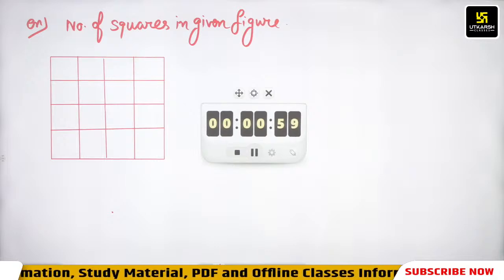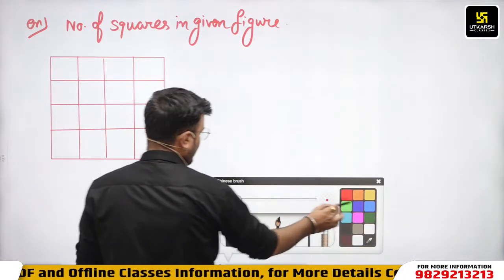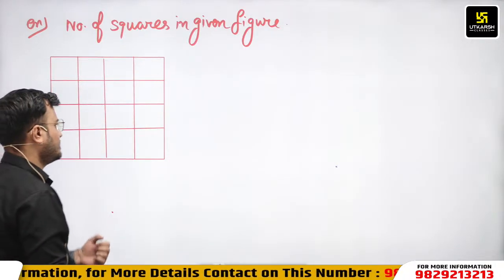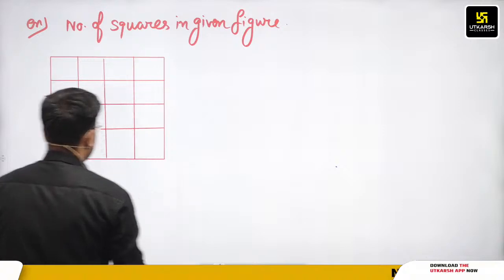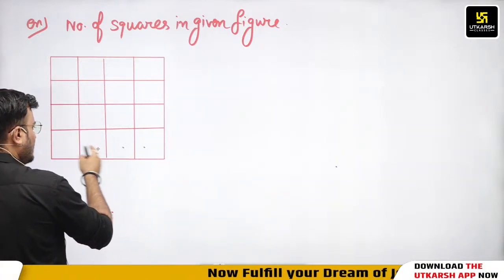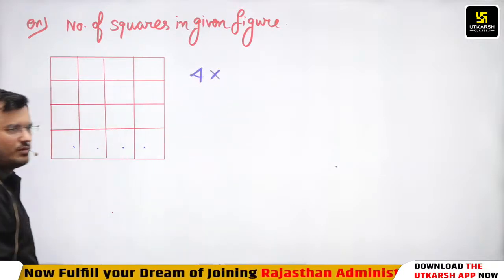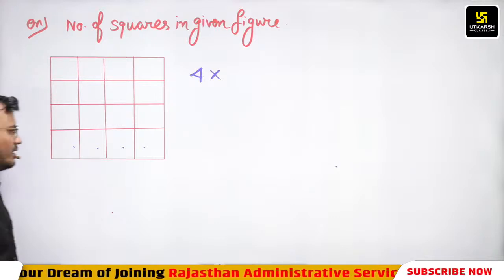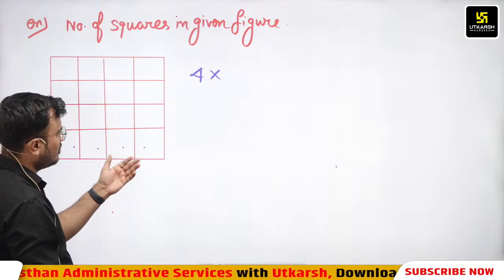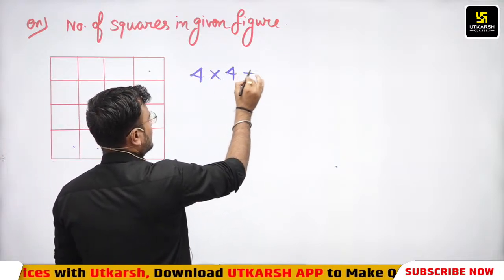So time up, guys. Let's see how many squares are there. As I told you, we need to count the number of smallest squares in horizontal order and the number of smallest squares in vertical order. In horizontal order you are able to see 1, 2, 3, 4, total 4 smallest squares arranged in a horizontal order. Similarly, how many smallest squares are arranged in a vertical order? 1, 2, 3, 4, total 4 smallest squares.